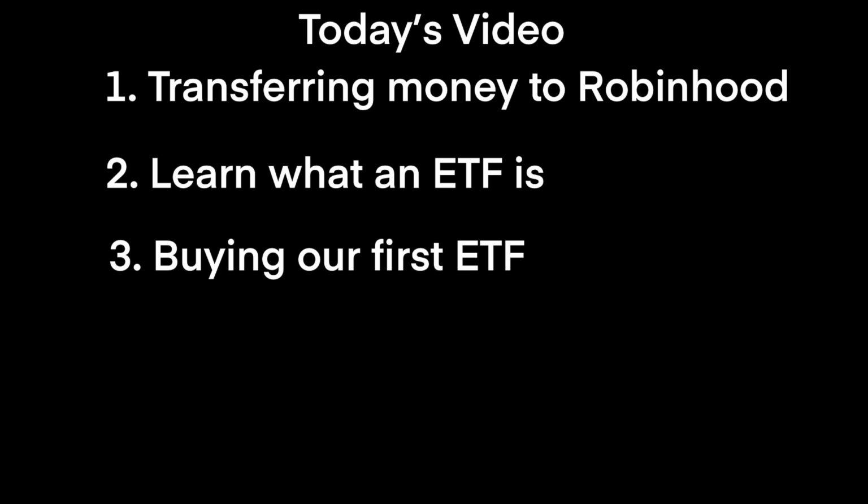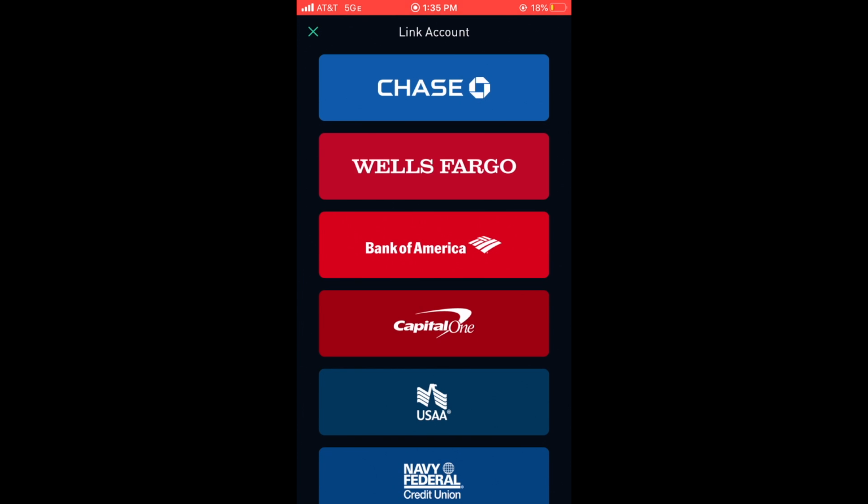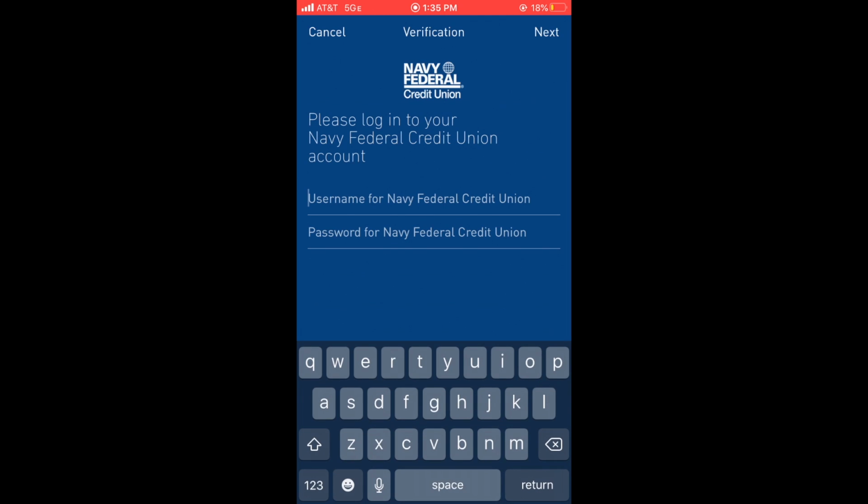In today's video, we are going over transferring money to Robinhood. We will learn what an ETF is, and we will be buying our first ETF. Robinhood makes it really easy to transfer your money. All you have to do is click on the far right tab in the bottom corner and go to Transfers. Here, you will click Transfer to Robinhood, and you can easily set up your bank. All you need to know is your bank account number and your bank's routing number, which you can find all on your bank's website.